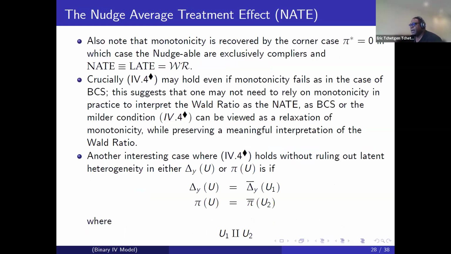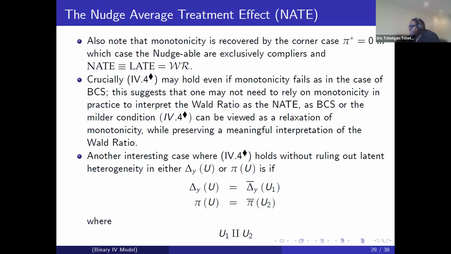Crucially, IV4 diamond may hold even if monotonicity fails, as in the case of BCS. This suggests that one may not need to rely on monotonicity in practice to interpret the Wald ratio as NATE, as BCS or the milder condition IV4 diamond can be viewed as a relaxation of monotonicity while preserving a meaningful interpretation of the Wald ratio.